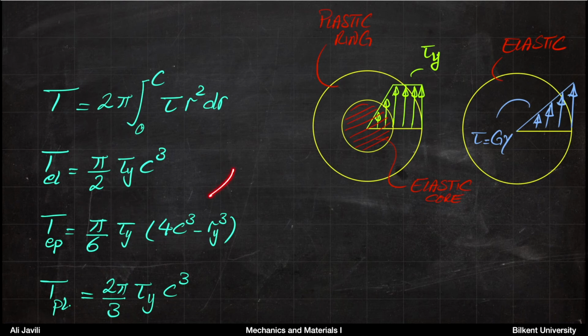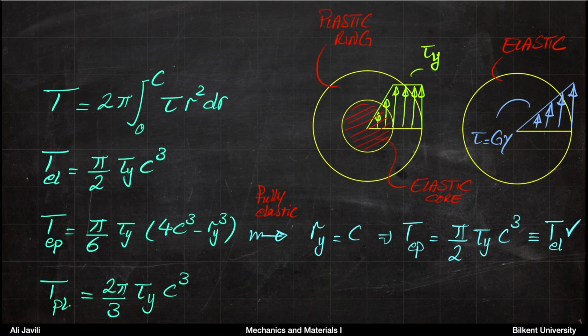Now we just want to test this and see if this relation can recover the two extremes. In one extreme, if it is fully elastic, so if you think about this figure, for a fully elastic deformation, it means that your Ry, the radius of the elastic core, is just the same as C. So if the radius of the elastic core is equal to C, and we use this relation, we calculate TEP equals pi over 2 tau y c cubed, which is exactly T elastic.